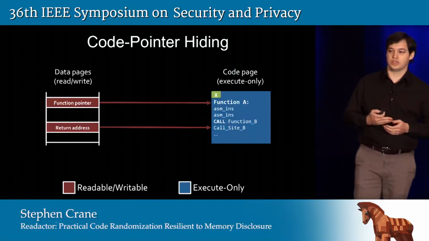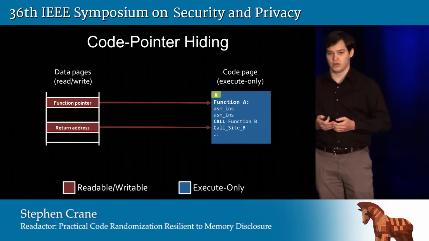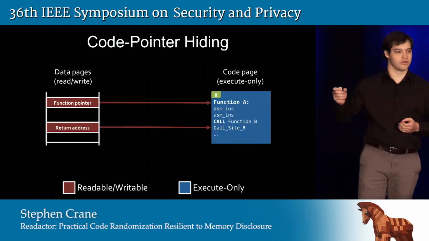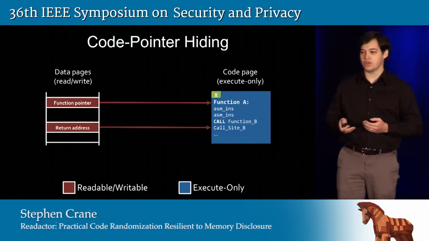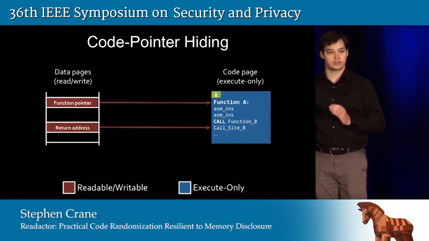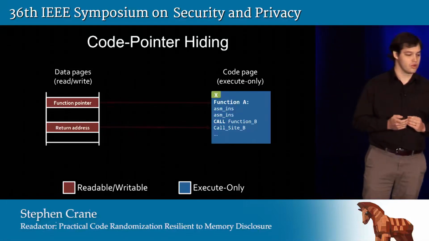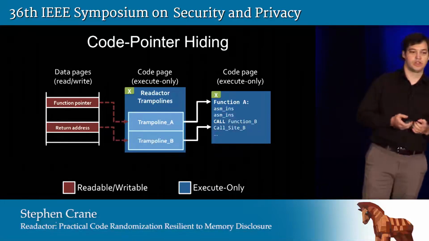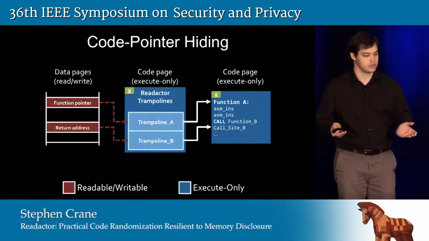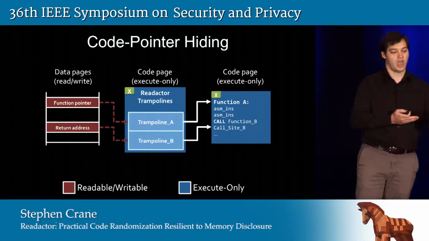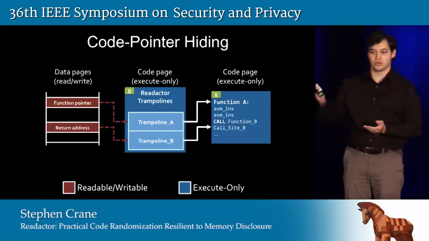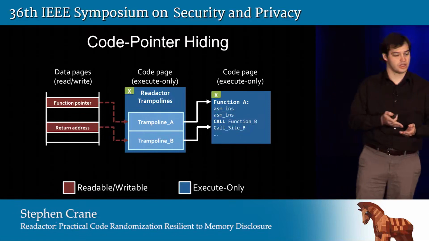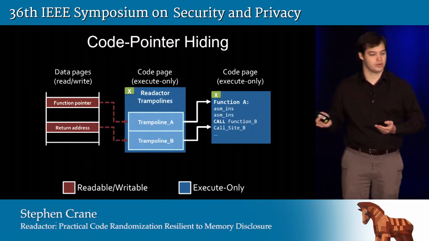We do this with a technique we call code pointer hiding. Now, we reached into the bag of computer science tricks and pulled out: add a layer of indirection. We simply rewrite all code pointers that point to executable pages through what we call trampolines. Now, these trampolines are simply direct jumps to the original destination. So we can take function pointers and point them to a trampoline that then jumps to the original function. We take return addresses and point them to a trampoline that jumps to the original call site.